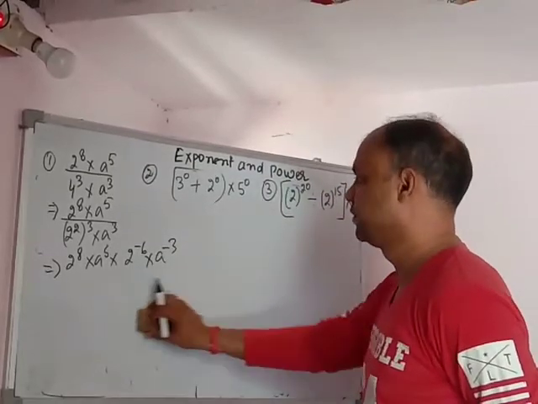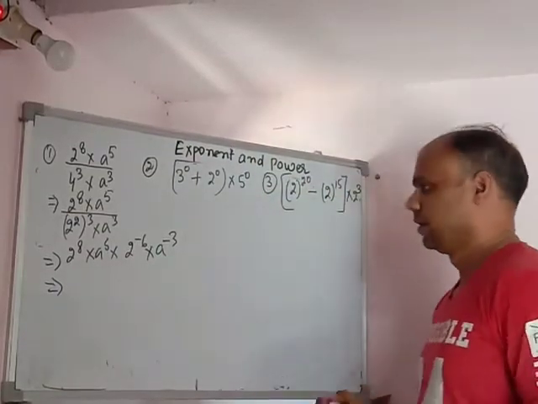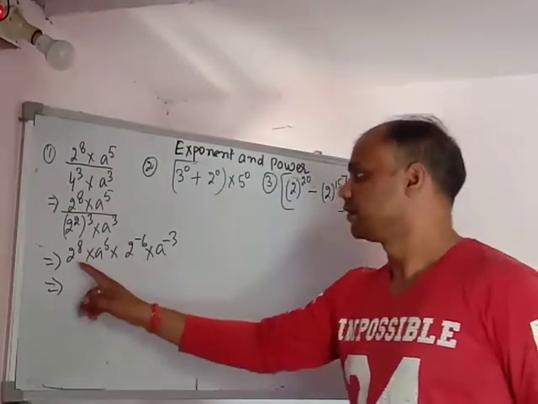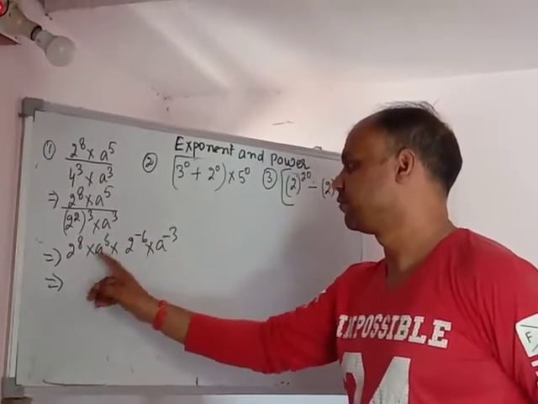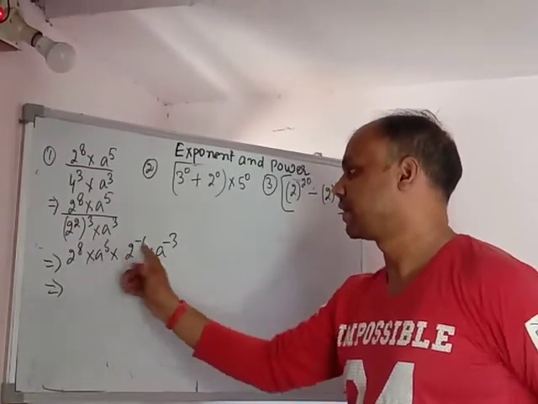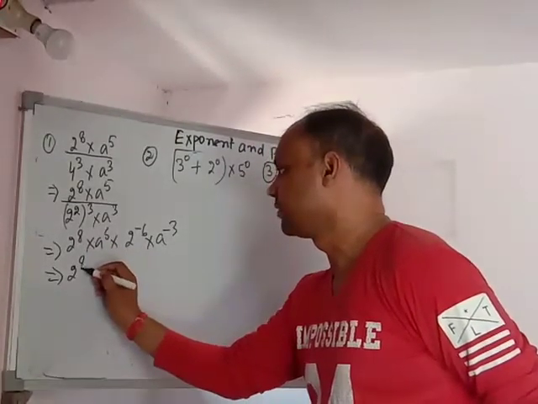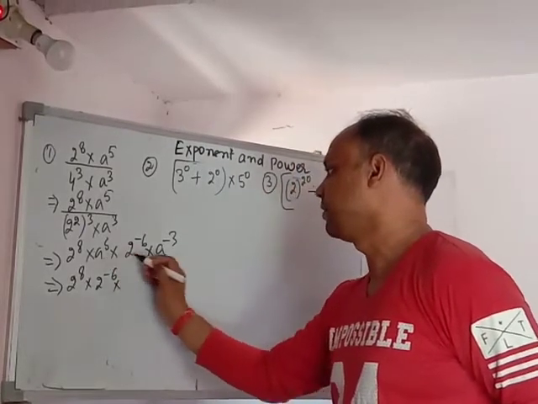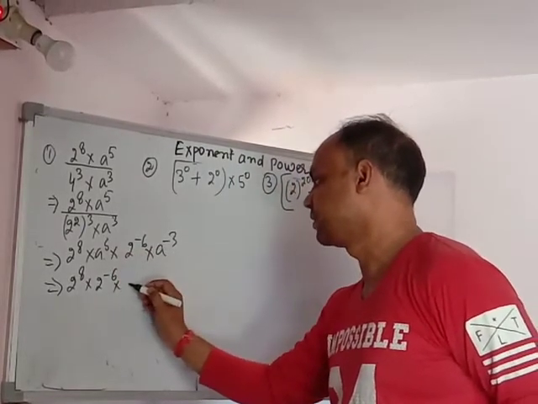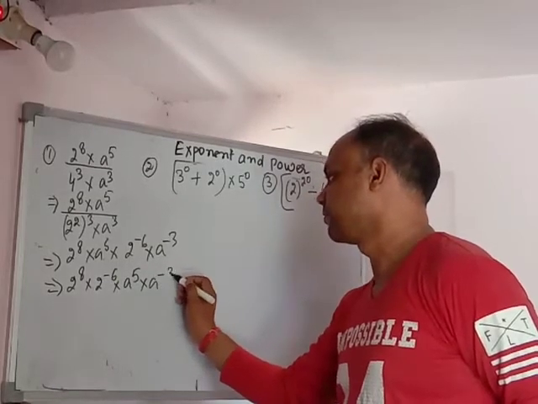So we can continue here. We see the bases. We have 2 raised to the power 8 here and 2 raised to the power minus 6 here. Both bases are the same and the powers are added. So in the next step I can write 2 raised to the power 8 into 2 raised to the power minus 6, into a, both bases are the same, a raised to the power 5 into a raised to the power minus 3.